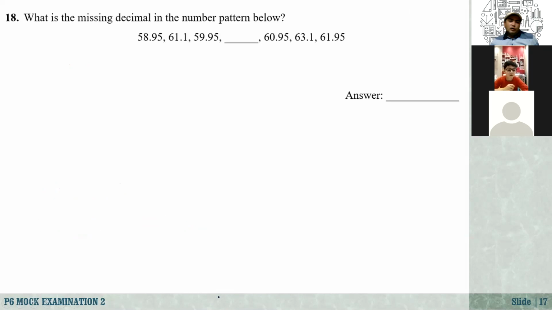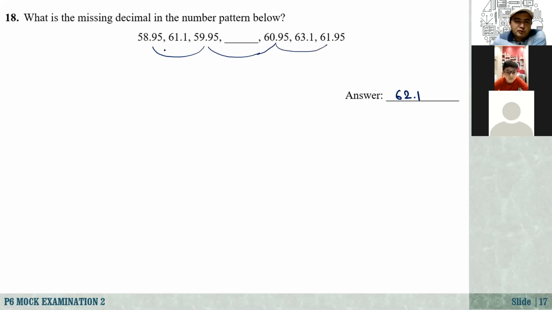All right. Guys, what is the missing decimal in the number pattern below? Can you have a look and do it? I give you 30 seconds. I'm sure it's 62.1. 62.1. How did you get it? Because first it's 58.95, and third it's 59.95, and next is 60.95.